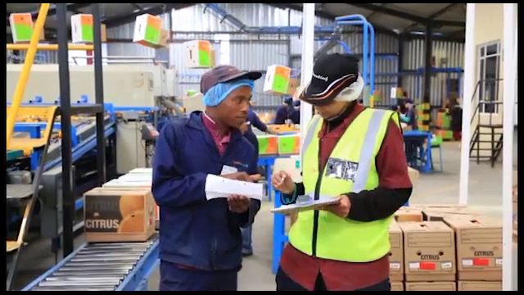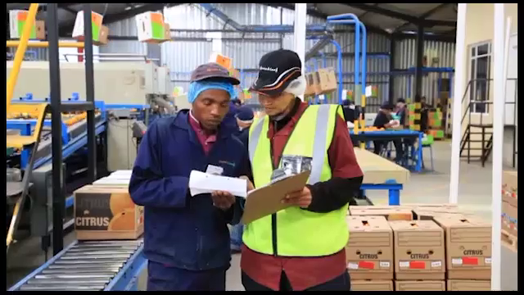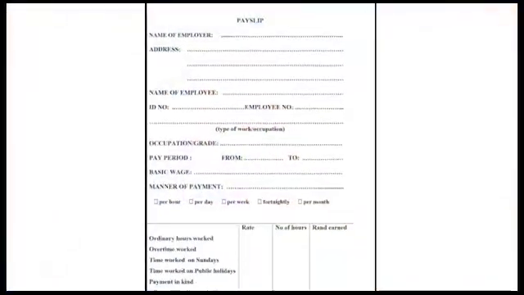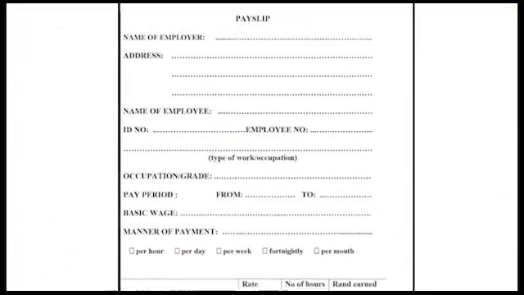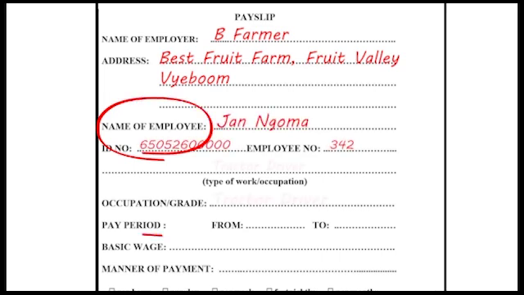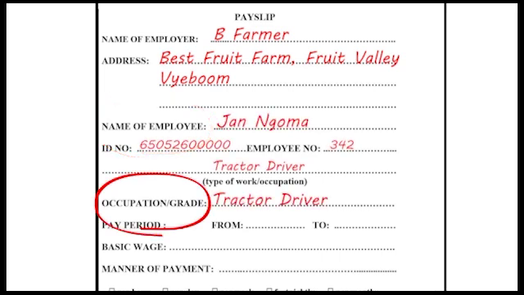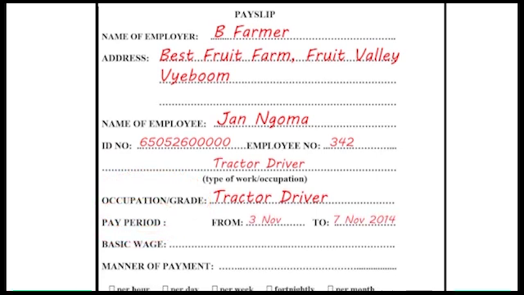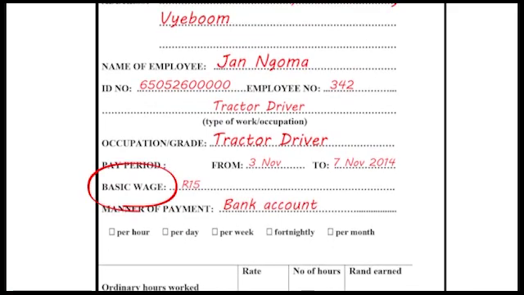We have already spoken about the payslip that you must get on payday. Now let's have a look at the information on the payslip. The employer's name and address, name of worker and the worker's job title, for example, tractor driver. The time you are being paid for. What your pay is per hour and how much you get paid for overtime.